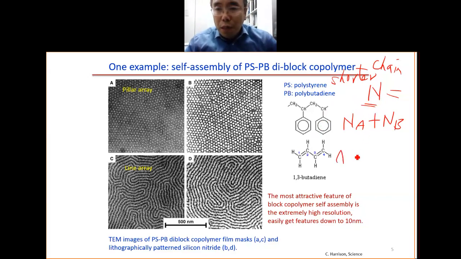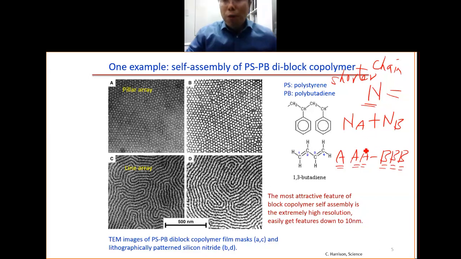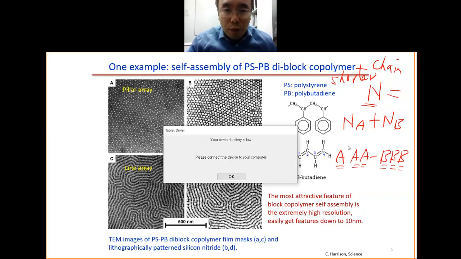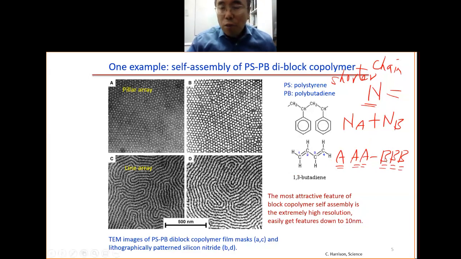For example, if you have only 3 monomers A block, 3 monomers B block, obviously this will not form phase separation. On the contrary, you will form a homogeneous material rather than phase separation. So this will not work. That means N cannot be too small. Otherwise, you cannot form the self-assembly. You get a homogeneous pattern.